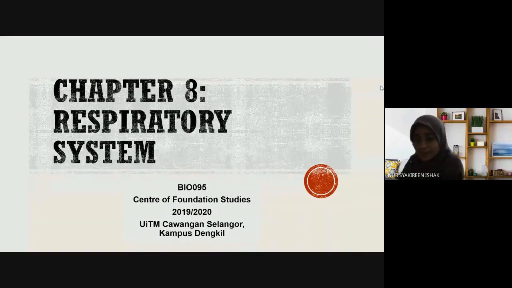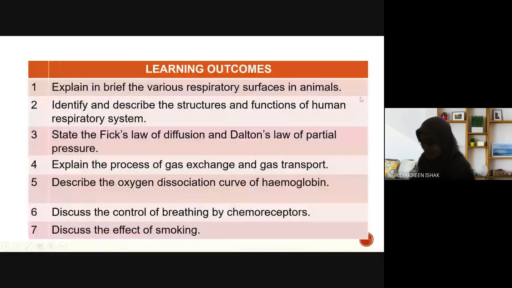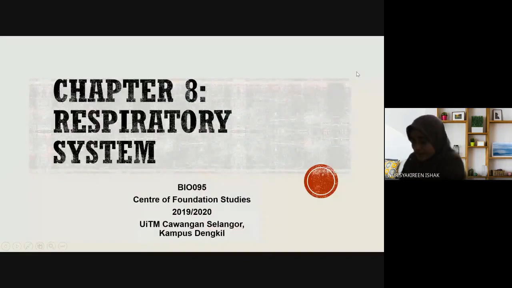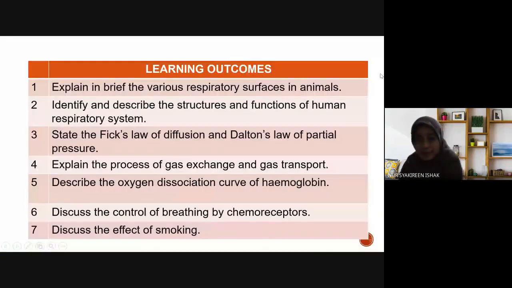We are going to look at chapter 8, which is on the respiratory system, which is the last chapter for this semester for your SASI session. Okay, so basically for the respiratory system, these are the learning outcomes.